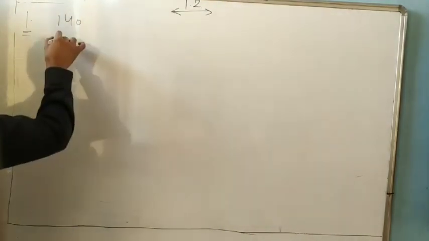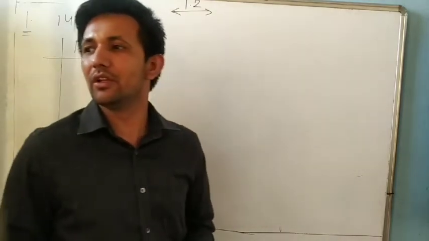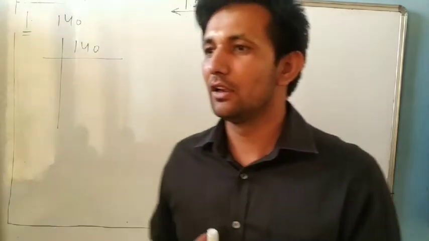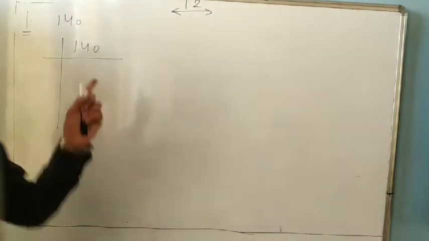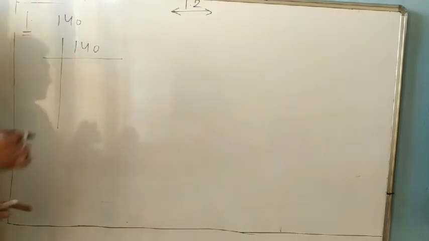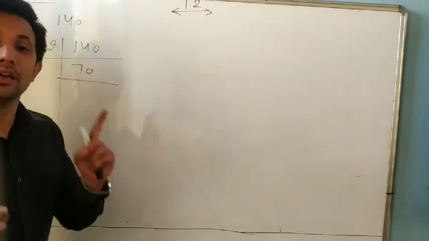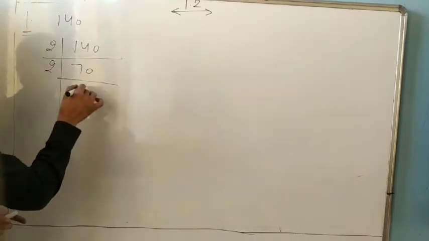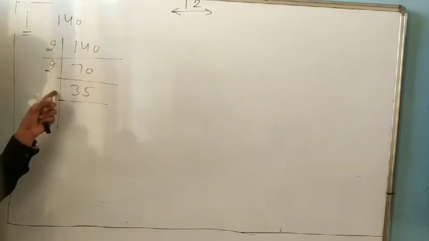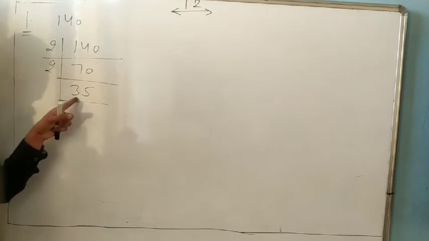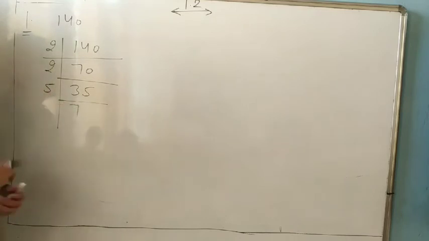So how will you take its factors? Like this. 140, prime. What is the first prime number? 2. So can we divide 140 by 2? Yes. So 70. Again only by a prime number. Don't divide by a composite number. 35. Now 35, can we divide by 2? No. Can we divide by 3? 3 plus 5, 8. We cannot divide. Now 5 into 7. Okay.